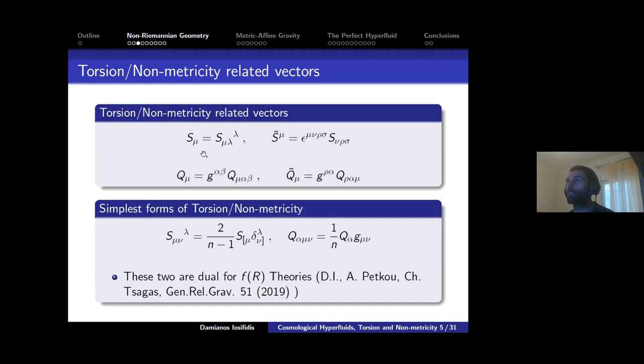So we have the torsion vector, which is this one. And also, if we're in four dimensions, we have the torsion pseudo-vector. We can contract with the Levi-Civita pseudo-tensor and construct this vector. And we also have two non-metricity vectors. The first one is oftentimes called the Weyl vector, and for the other there is no specific name. And the simplest forms that we have for torsion and non-metricity are vectorial.